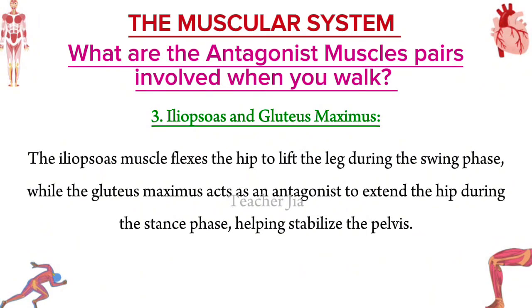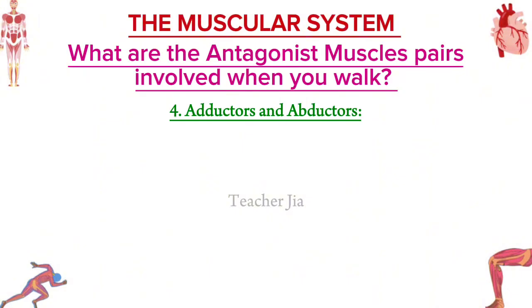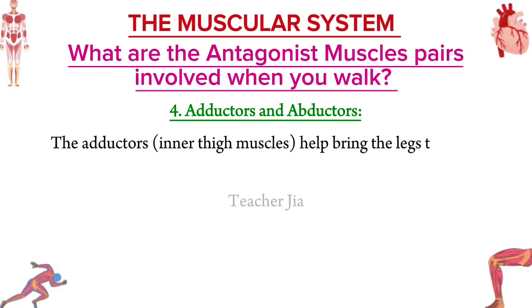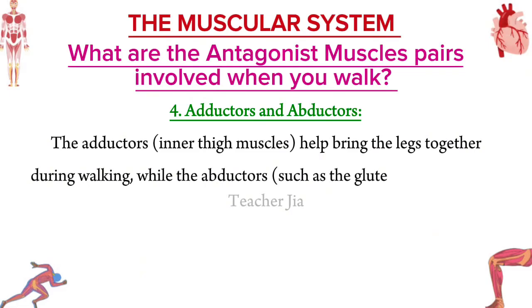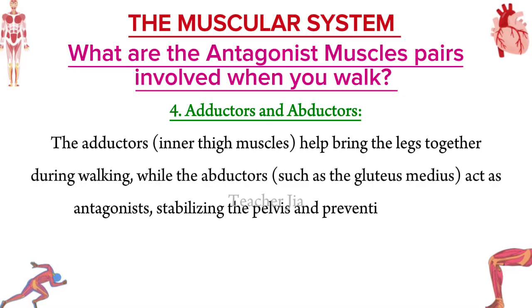And lastly, we have the fourth muscle pairs involved when you walk, adductors and abductors. The adductors, inner thigh muscles, help bring the legs together during walking, while the abductors, such as the gluteus medius, act as antagonists, stabilizing the pelvis and preventing excessive lateral movement.